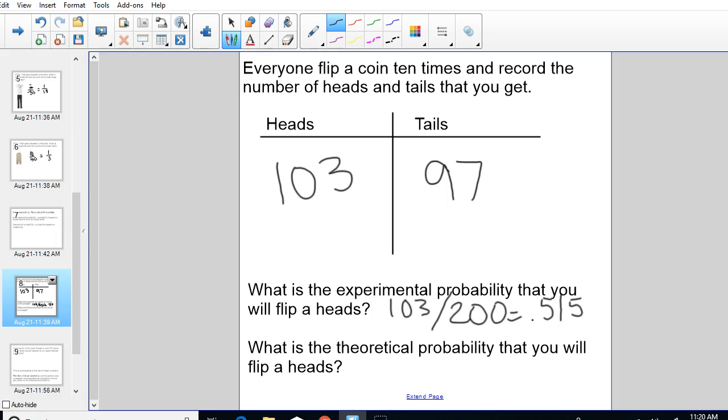So should we go around telling people that if you flip a coin, you've got a 0.515 chance of getting heads? Okay? Why not? What should it be? Just by reason, your probability should be 1/2 or 0.5, because there are two sides of the coin that are equal. You should get 50-50. We were pretty close to 50-50, but not exactly. So our experimental probability was 0.515, and our theoretical probability was 0.5.